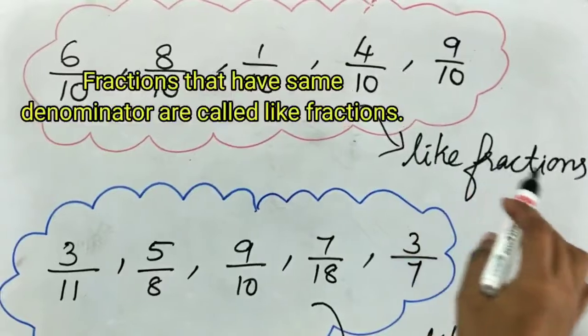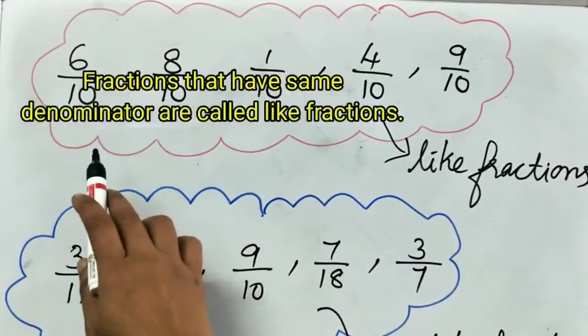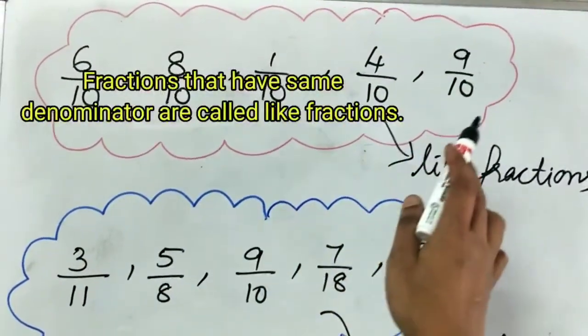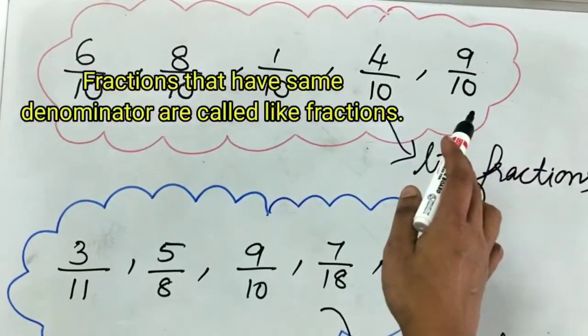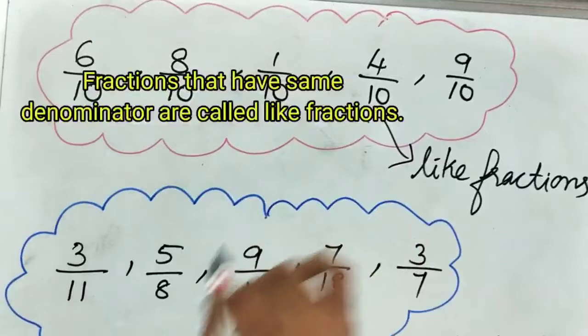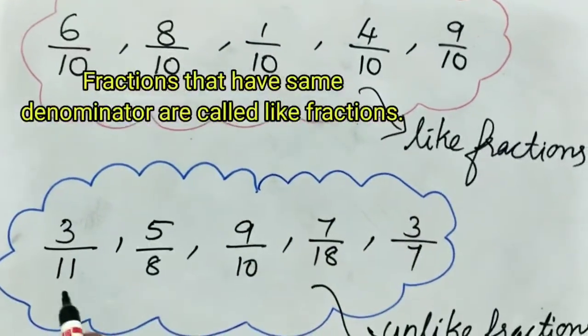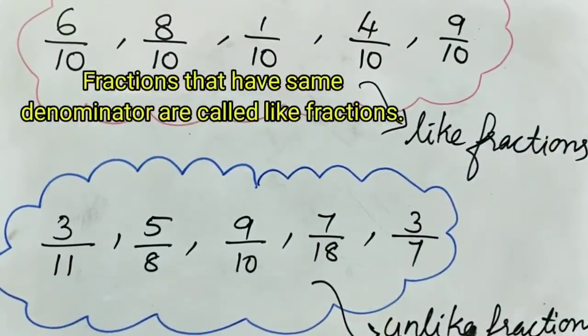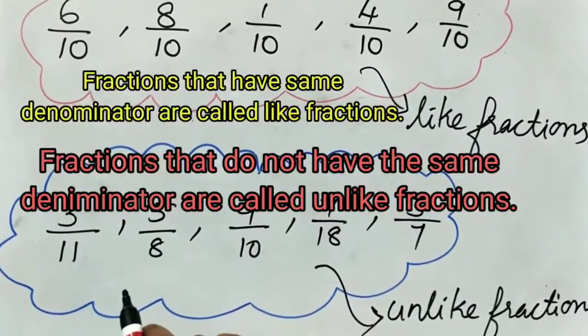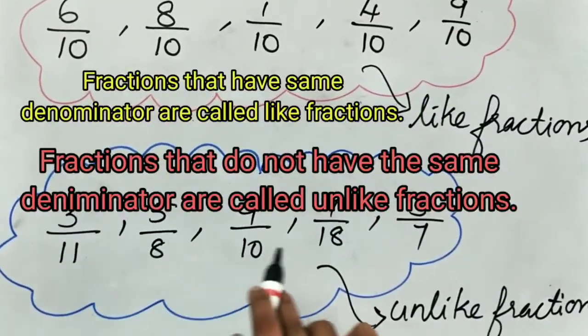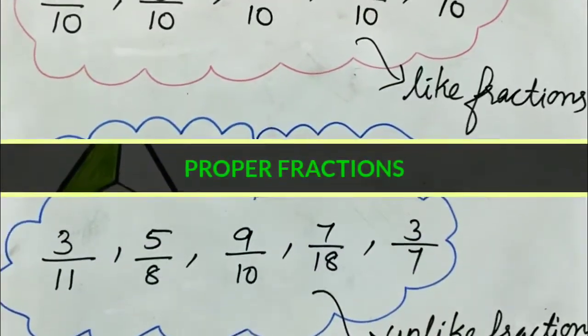So what are like fractions? Fractions that have same denominator are called like fractions. What are unlike fractions? Fractions that do not have the same denominator are called unlike fractions. Next, let us study proper fractions.